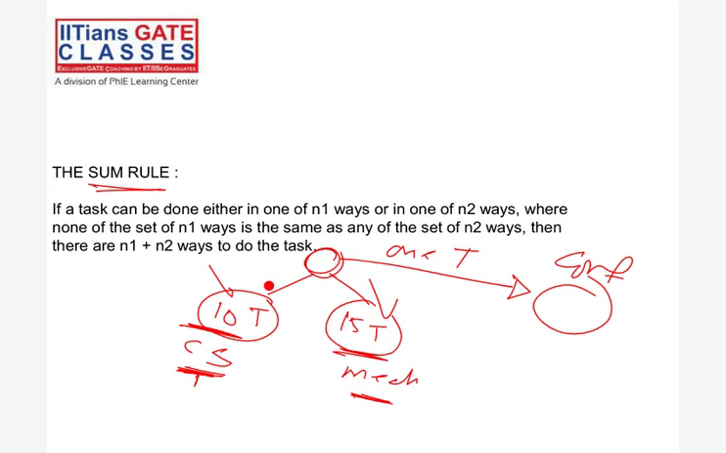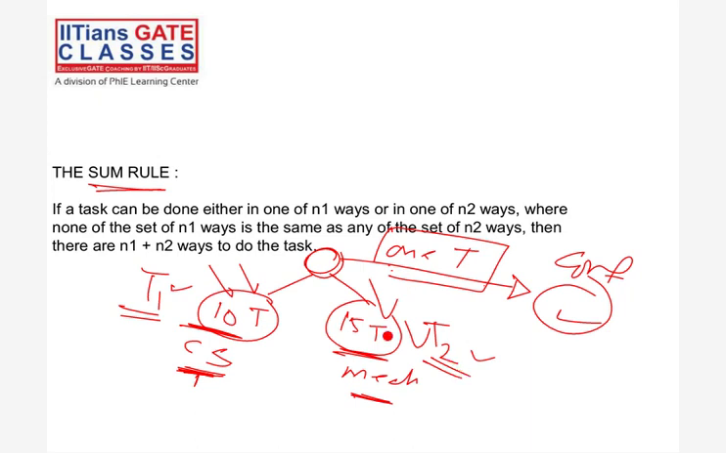Now this university either can send a teacher from the computer science department, or it can send a teacher from the mechanical department. So what is the main task here? The main task is to send one teacher. Now I can divide that task into two tasks. The first task T1 is to send one teacher from the computer science department, and the second task T2 is to send one teacher from the mechanical department.